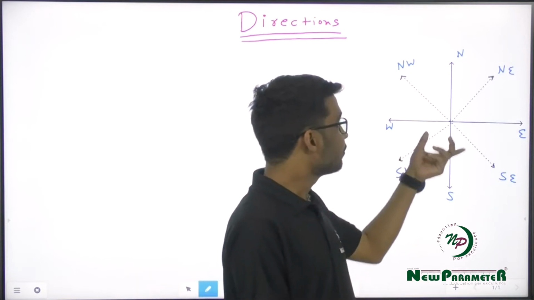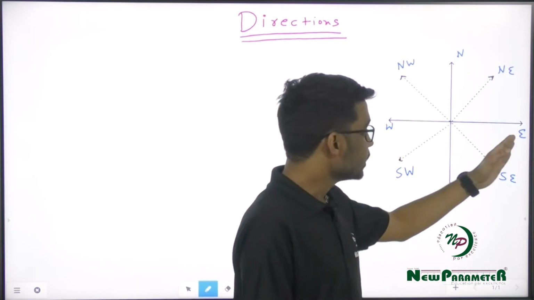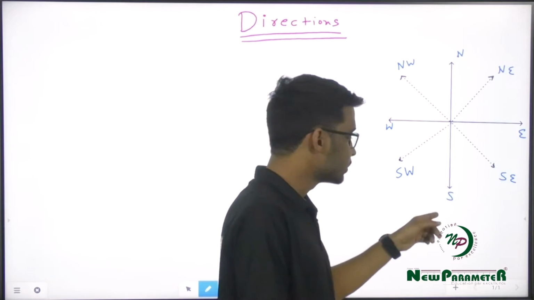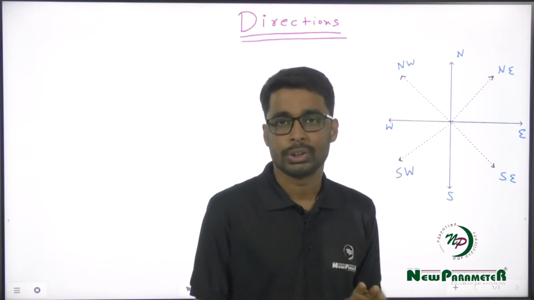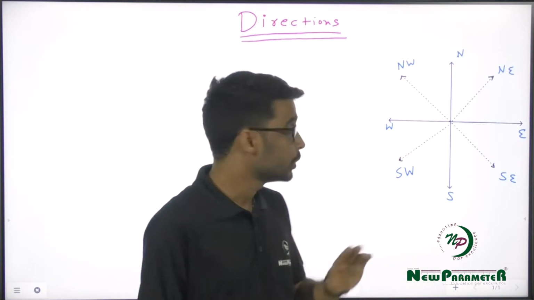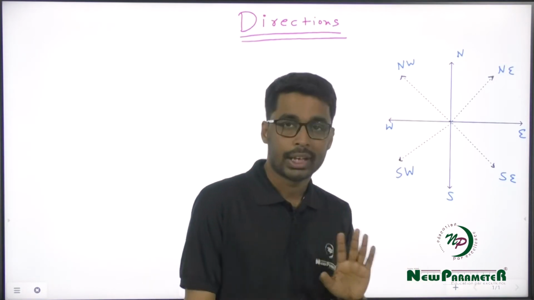Now when you have fixed north upwards, east will always be on your right hand, south will always be towards downward and west will always be towards your left hand. Make sure about that. These directions will never get changed.